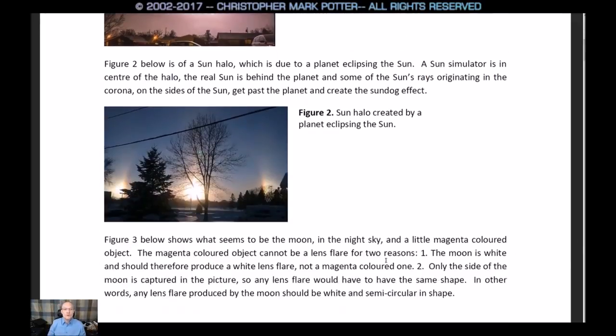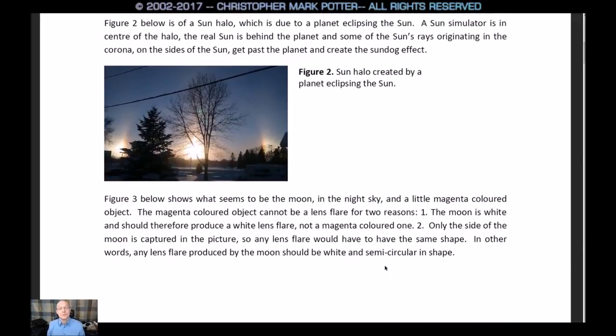Figure 2 below is of a sun halo, which is due to a planet eclipsing the sun. A sun simulator is in the center of the halo. The real sun is behind the planet, and some of the rays originating in the corona on the sides of the sun get past the planet and create that sundog effect. Figure 2, sun halo created by planet eclipsing the sun. Yes, I'm pushing halos. Let's make that real clear.